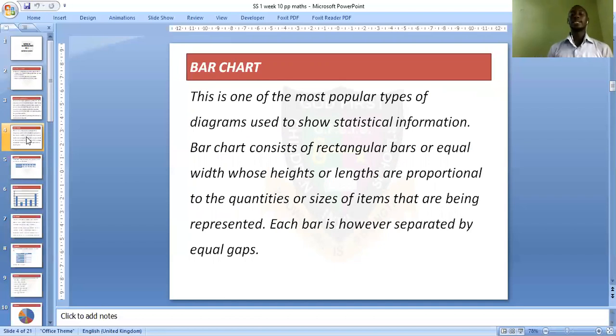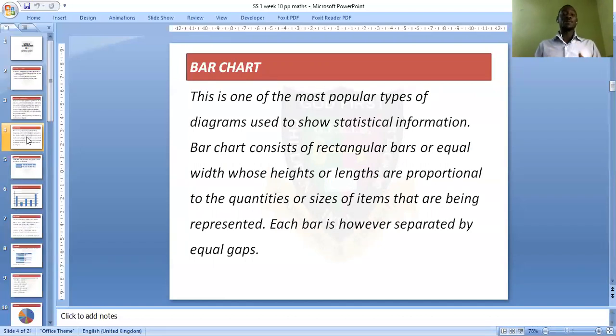They use bars that are equal in width, whose height or length is proportional to the quantities or size. That is, the height or the length of the bar depends on the frequency of the item considered. Each bar is, however, separated by equal gaps.